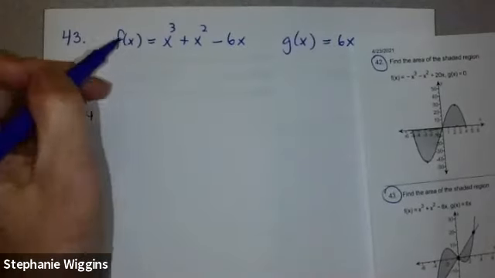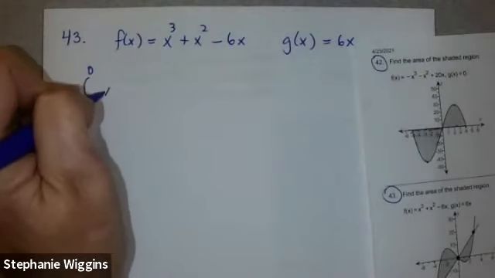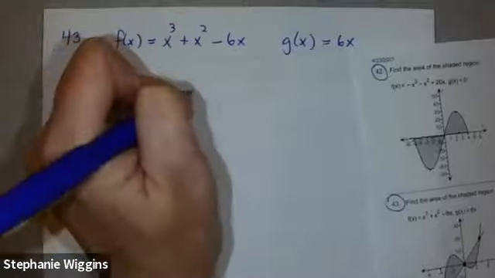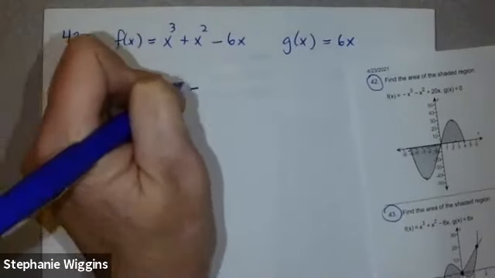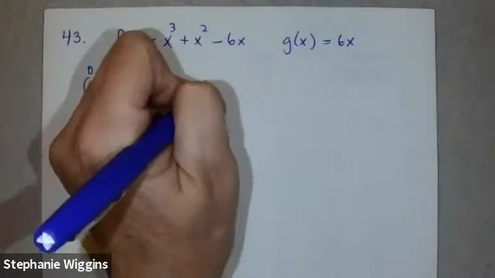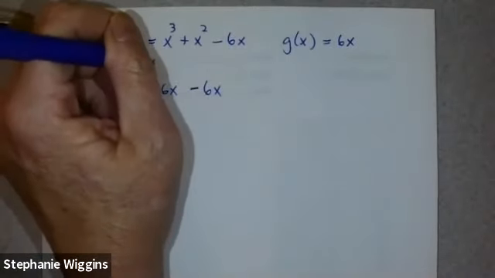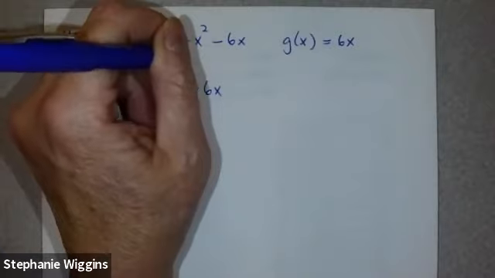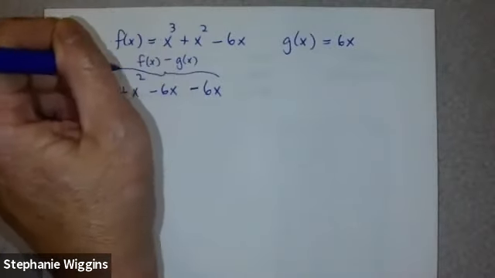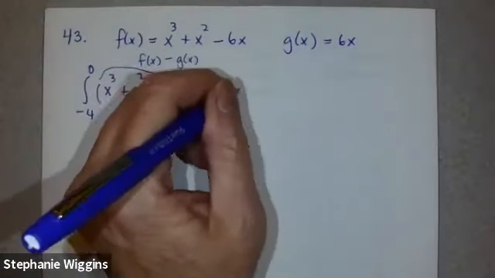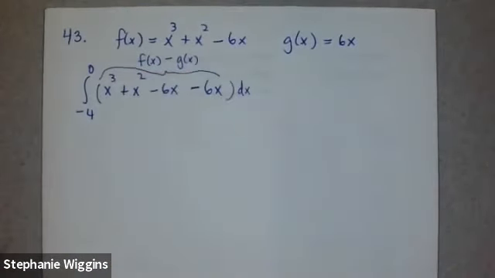And this time your f is on top, so it's going to come first. You're going to have x cubed plus x squared minus 6x. And then you're going to subtract the g of x, which is 6x. Okay, so this is f of x minus g of x. That's what this whole thing is right there. And then don't forget your dx. We haven't integrated yet. So that would be the area on the left here.